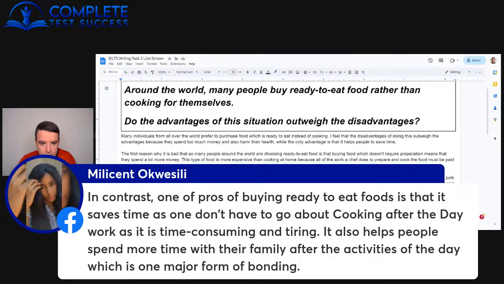It also helps people spend more time with their family after the activities of the day, which is one major form of bonding. So we were talking about this earlier on. Now you're talking about what they're doing with the time that they save. We don't want to talk about that. We want to focus on the ready-to-eat food throughout the paragraph, not our main idea. Well, also our main idea, but not only our main idea. It has to be about the topic of the question and our main idea.